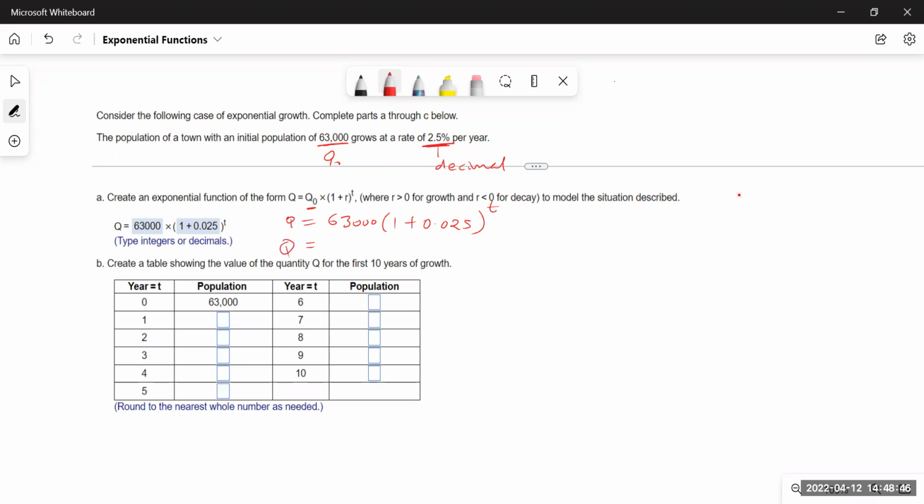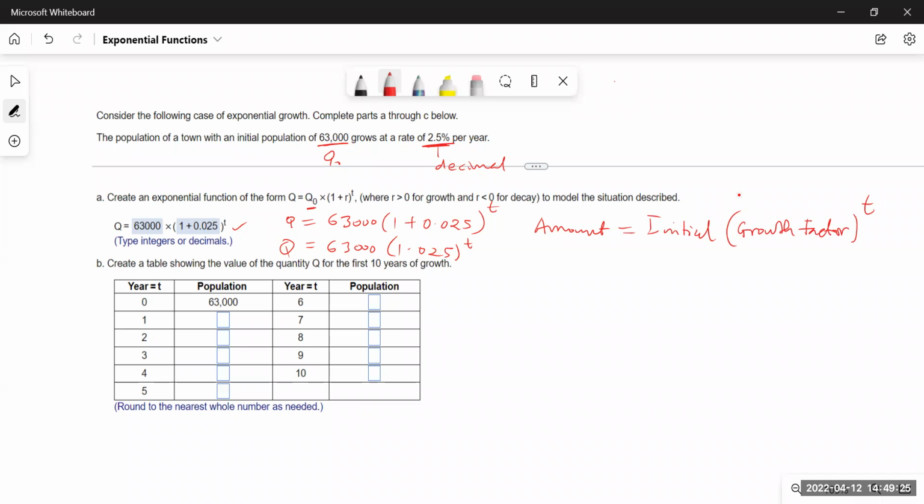And now your equation becomes 63,000 times 1.025 exponent T. And that is what you have here. Now you remember when we're dealing with exponential functions, we said that the amount or the balance is equal to the initial times the growth factor, because you are dealing with growth, exponent T.